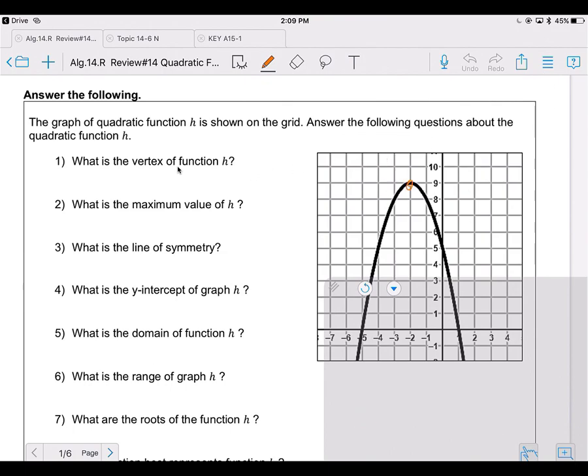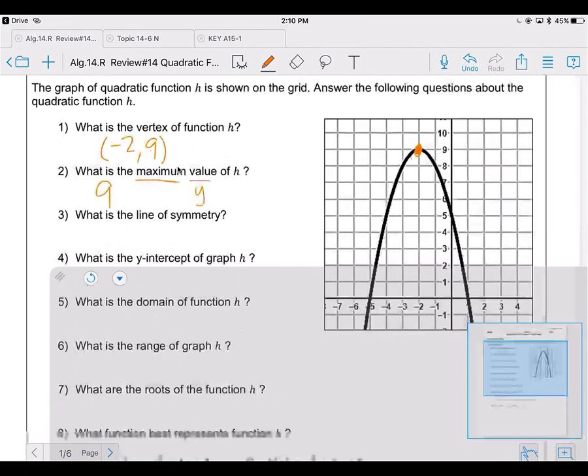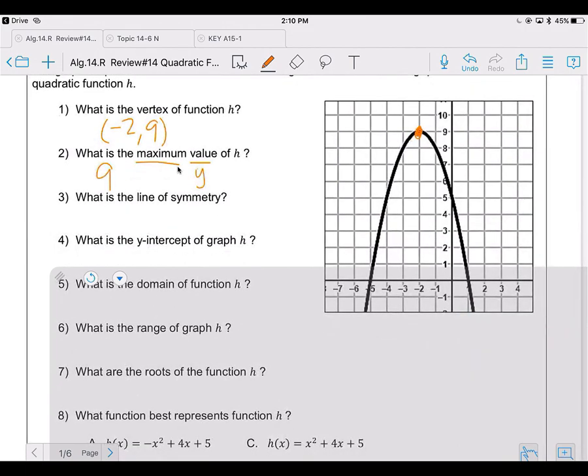So the vertex for this one is going to be a maximum. It is always your highest or lowest point. Your vertex is always listed as a point, so this is the point -2, excuse me, 9. Now the maximum value of h is asking for the maximum, which we just found. Value is asking for your y value. So the y from my vertex, from my maximum value, is 9.